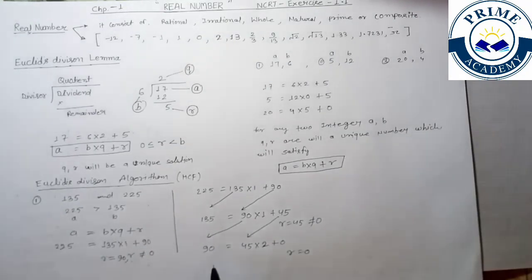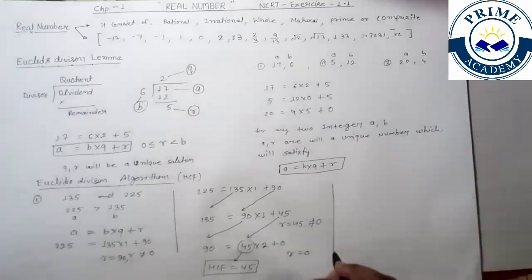So only 45 is here. In this stage R becomes 0, so what is the last B? This B will be the HCF. HCF will be 45. Whatever the last B you get, that will be your HCF.